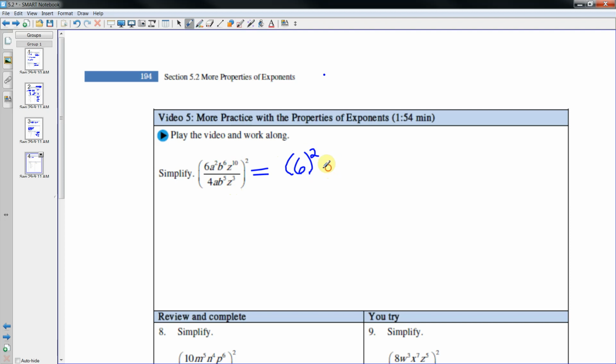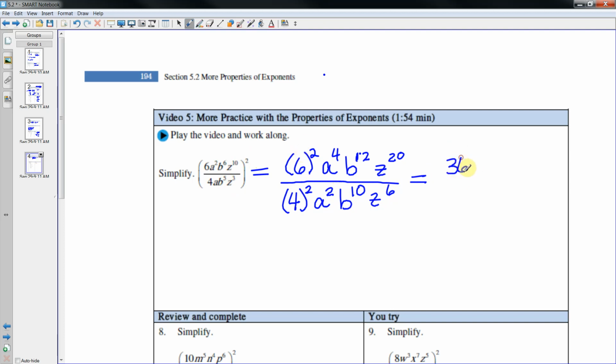So 6 squared, and then 2 times 2 for my a's gives me 4. 6 times 2 gives me 12 for my b's, and for my z, 10 times 2 gives me 20. In the denominator, I'm going to have 4 squared, and then a, there's a 1 there with that a, so 1 times 2 would be 2. For my b, 5 times 2 would give me 10, and for my z, 3 times 2 would give me 6.